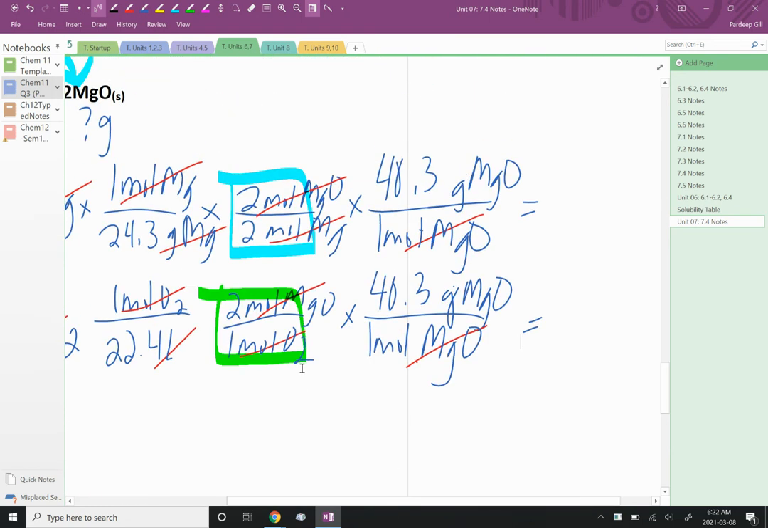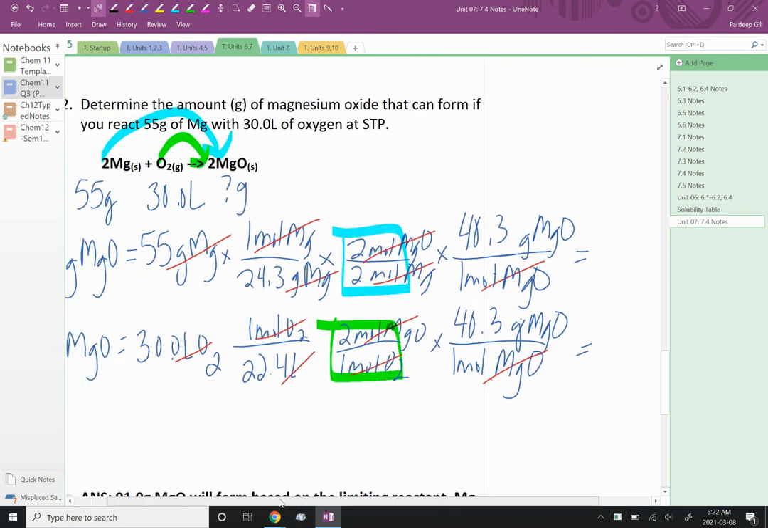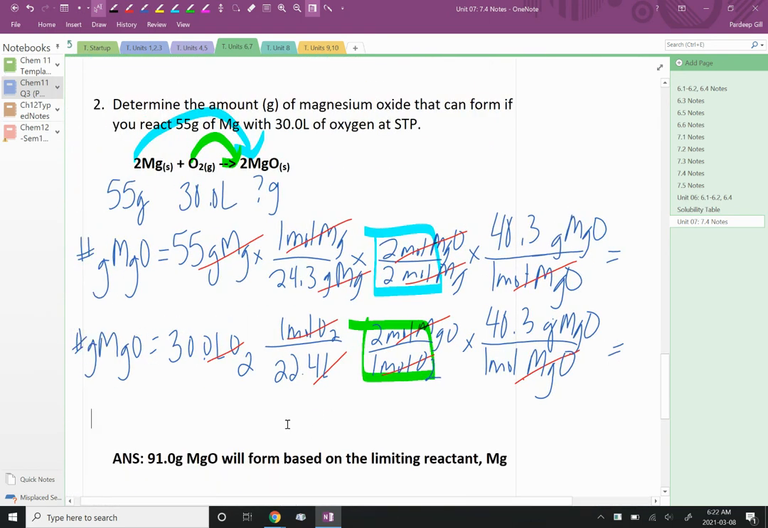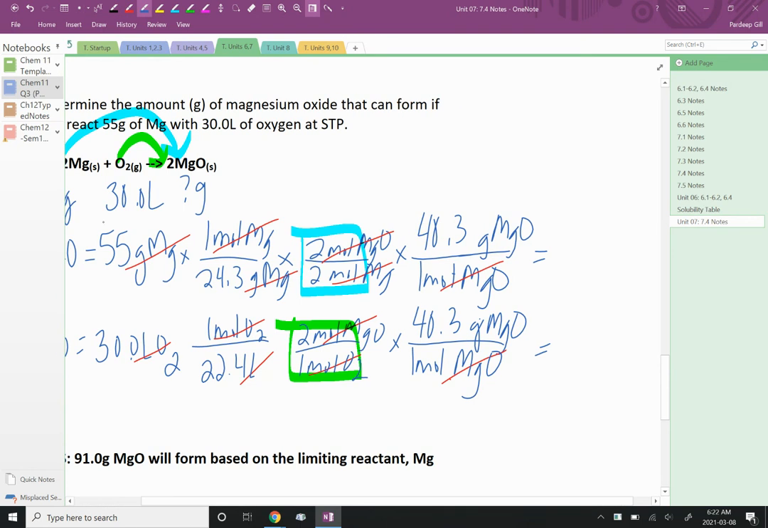Actually, hang on, I'm just trying to zoom out here. The limiting reactant works out to magnesium, but I'm just going to show you the full calculation here, divided by 24.3. This one here is going to be 91.2 grams of MgO, if we keep all the digits.